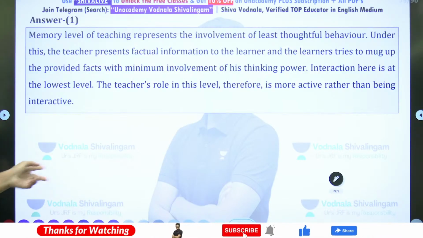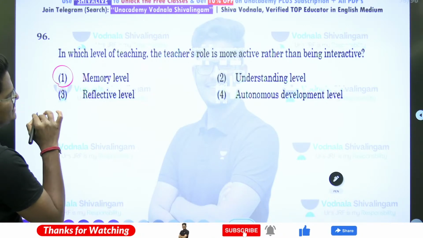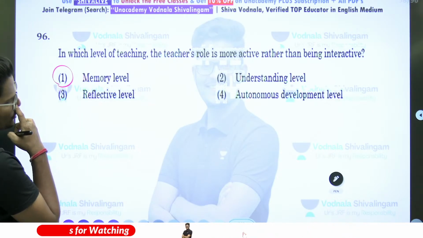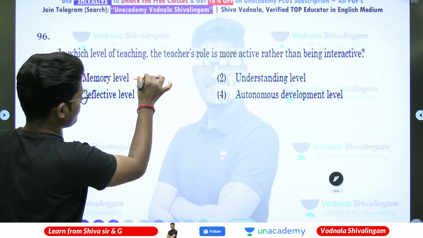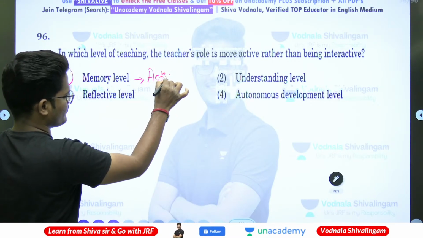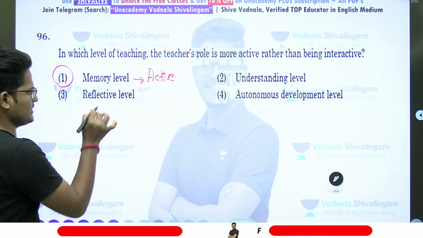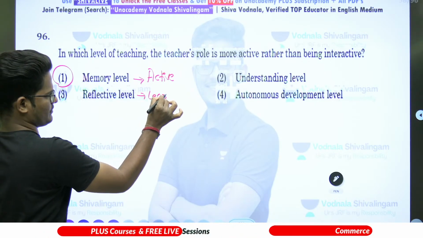So the answer for this question is memory level. In which level of teaching is the teacher's role more active? In the memory level of teaching only, the teacher is more active, whereas the learner is more active in the reflective level.